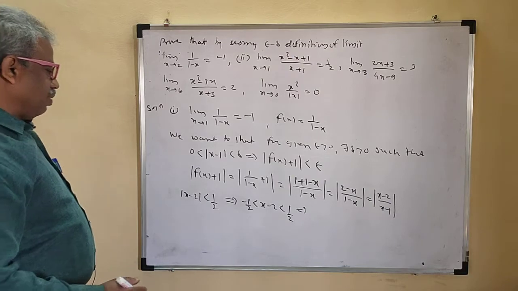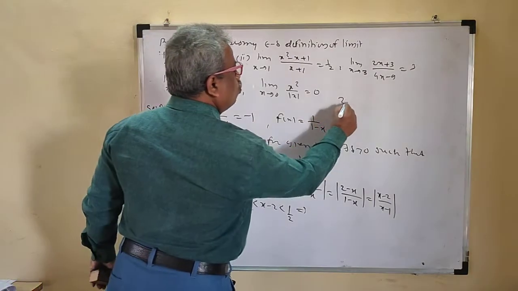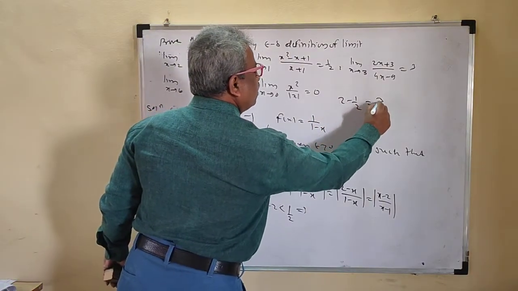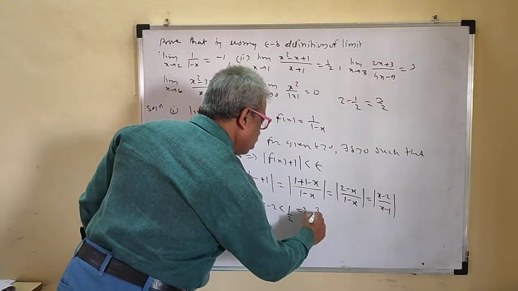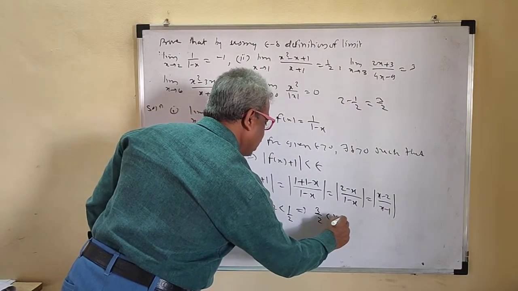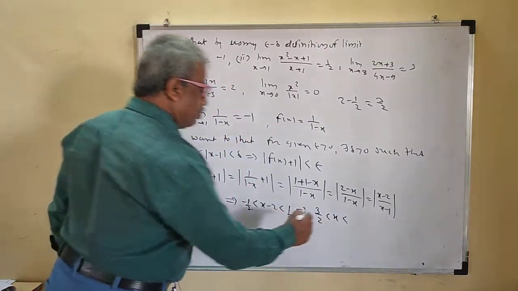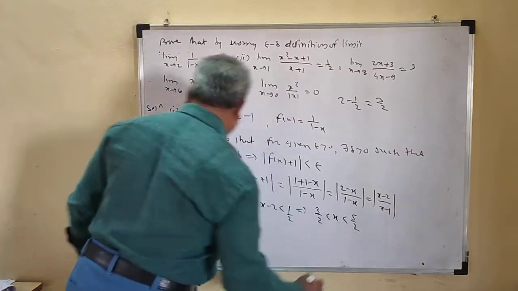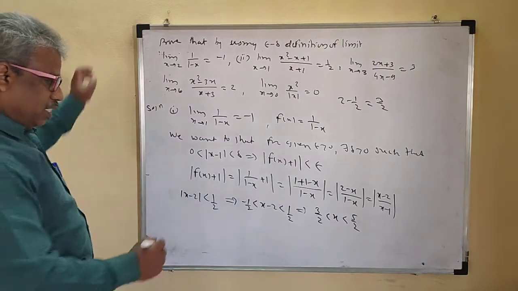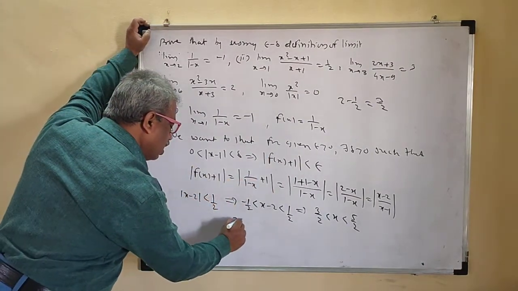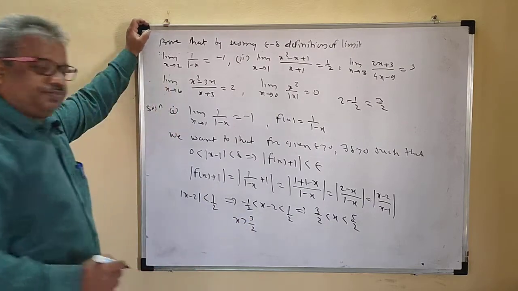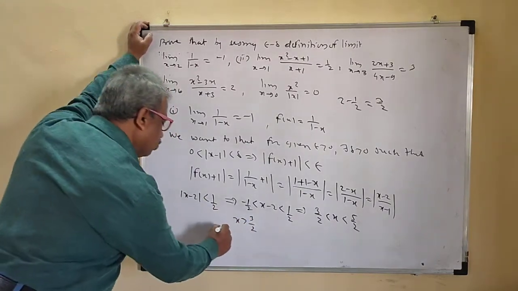So we'll take minus half and add this 2. So 2 minus half is 3 by 2. So this is 3 by 2 less than x less than 5 by 2. Now this works, because we have to do 1 upon x minus 1. So x is greater than 3 by 2. Now x minus 1.